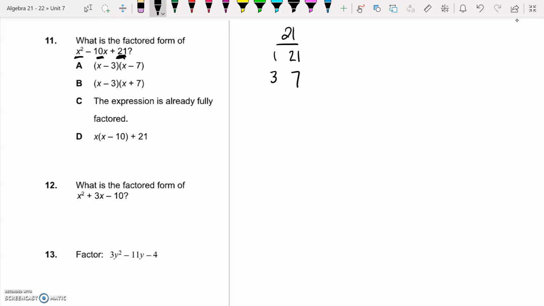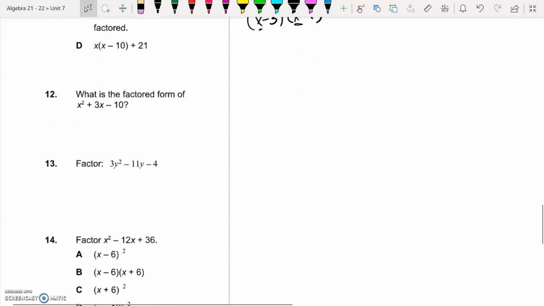Is there a pair that adds to 10? Yes, 3 and 7 do, but I want to add to a negative 10, so what I have to do with both these signs is make them both negative. Then you'd write it like this: x minus 3, x minus 7, because I still want that x squared to start with, and so that would give me A. Number 12, it says what is the factored form?